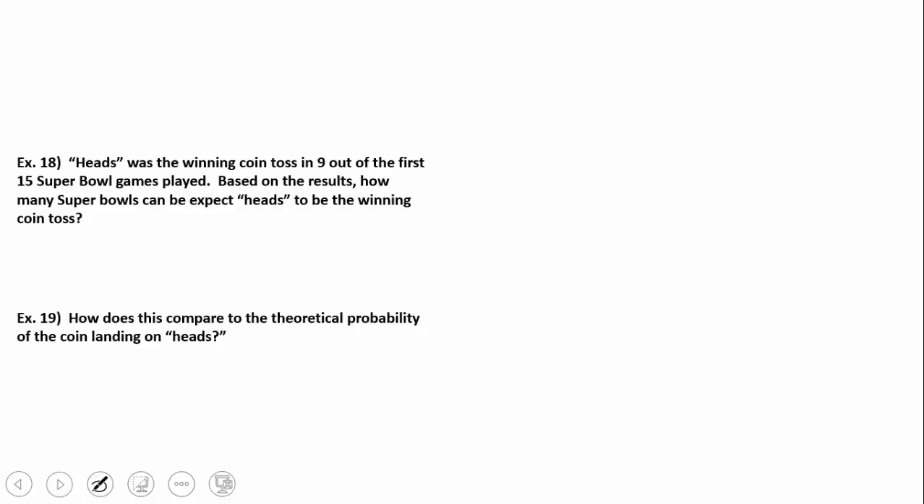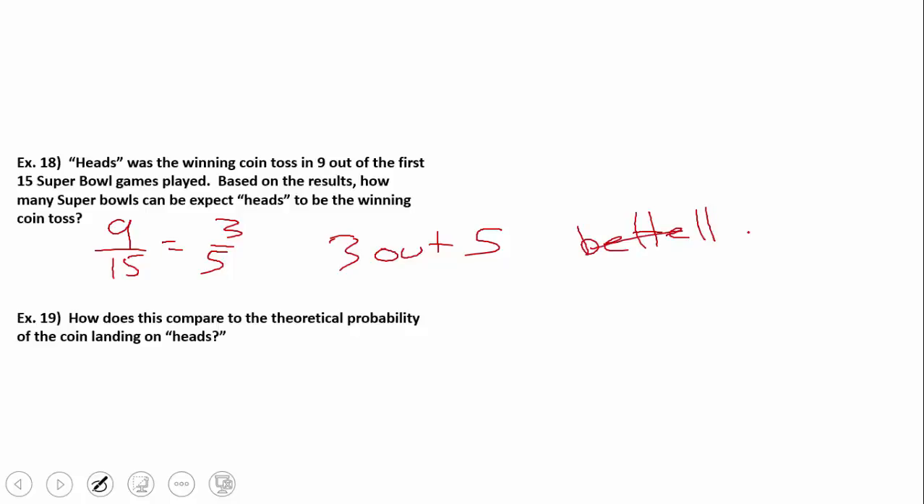So you would think that over history, they would still want to select heads because 9 out of the first 15 were heads. So 9 out of 15, that means 3 out of 5. 3 out of 5 can expect to have heads. That's better than 50%. Whoa. That's better than 50% chance. Yeah, that's good.